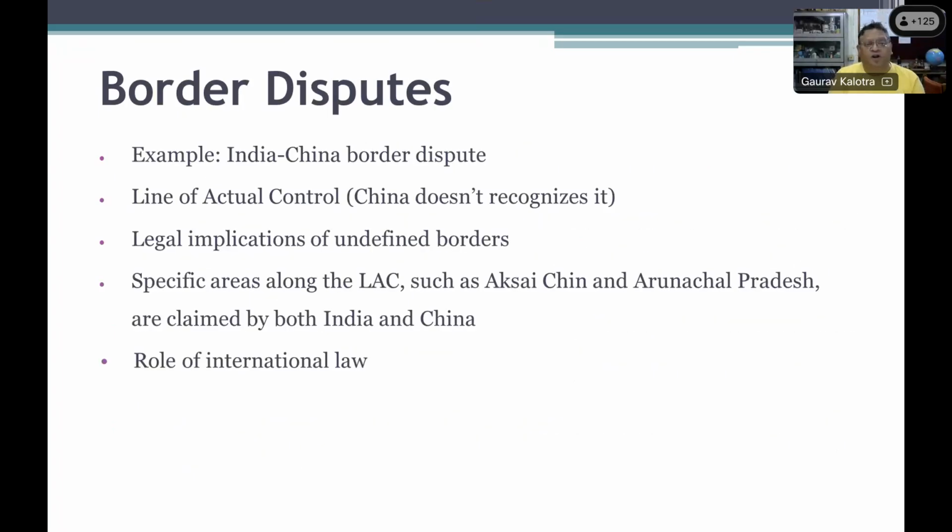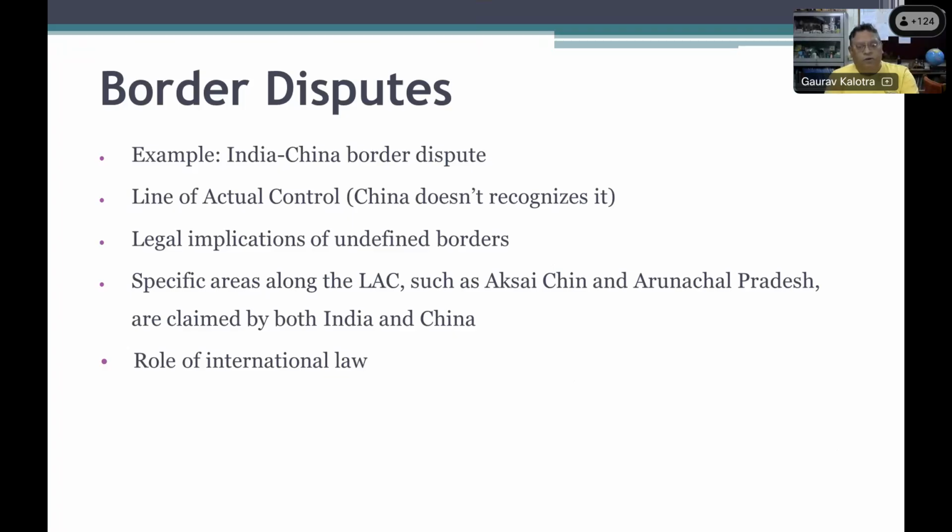Then there are border disputes. The most prominent is the India-China border dispute. Why is it so? Because there is a Line of Actual Control which China does not recognize. India recognizes it, but China doesn't. And the legal implication of this undefined border is that specific areas along the LAC, such as Aksai Chin and Arunachal Pradesh, are claimed by both India and China.